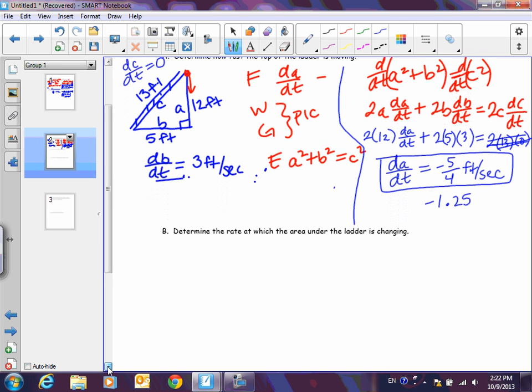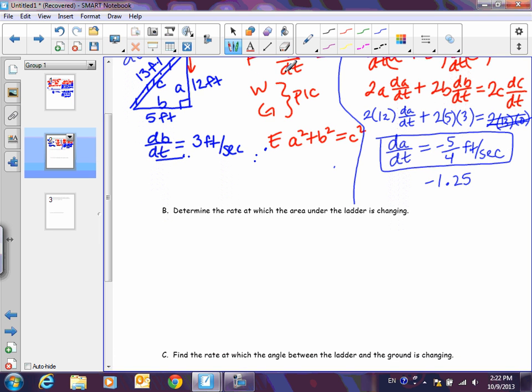Okay, we're just going to do the area really fast. Okay, and then we're going to call it quits for today. Okay, so determine the rate at which the area under the ladder is changing. So what are they asking us to find here? Derivative of the area.